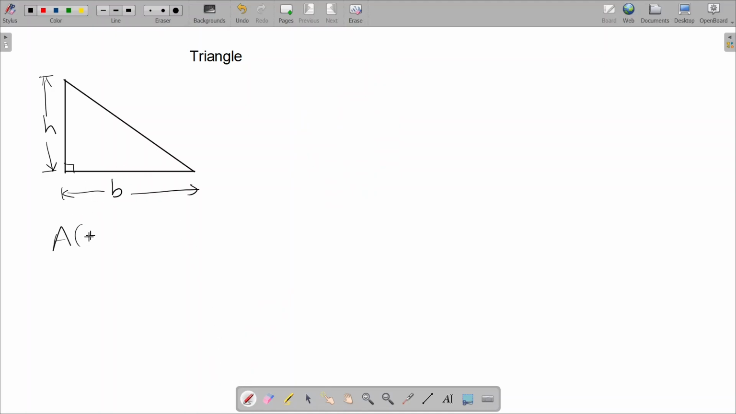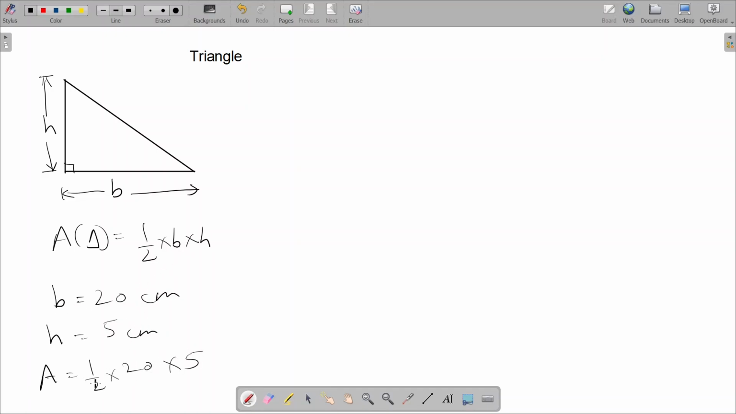So area of triangle is half into base into height. So I'll give you an example. Suppose the base is 20 centimeter and height is 5 centimeter. So the area will become half into base. Base is 20 and height is 5. So cancel it, 2 ones are 2, 2 tens are 20, you'll have 50 centimeter square as the area of triangle. Now this is a good right angle triangle, so you'll not have any problem over here.